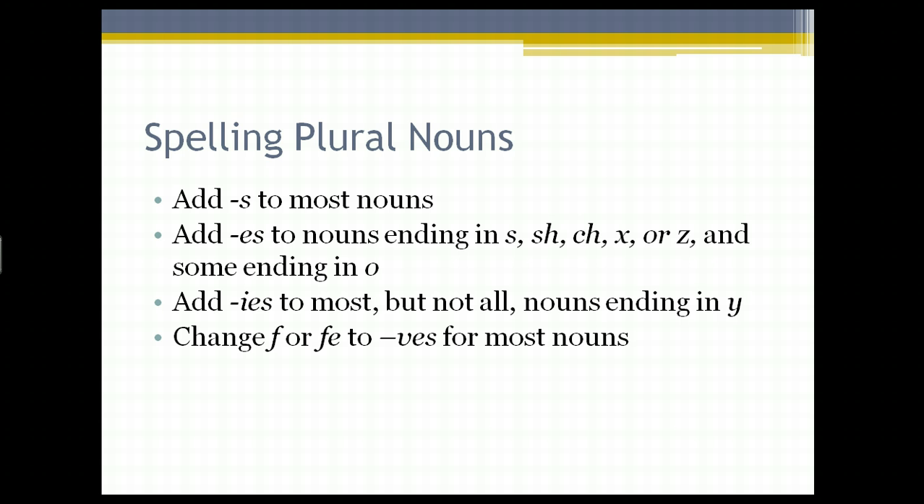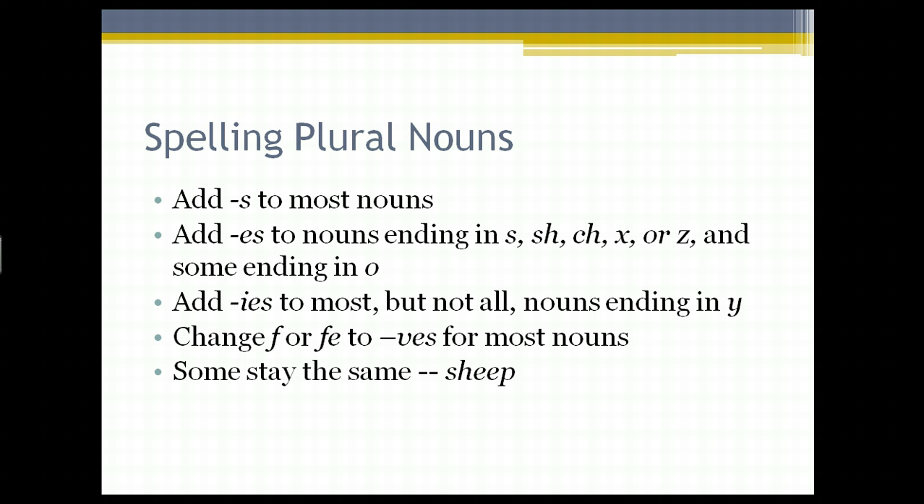You change F or FE at the end of a verb or a noun to VES for most nouns, but not all. And then there's also some that stay the same, like sheep. Yuck. No wonder it's so confusing. One of the simplest suggestions you can have is this: the rules are good to have written down, and if you don't know them, you should start working on them.